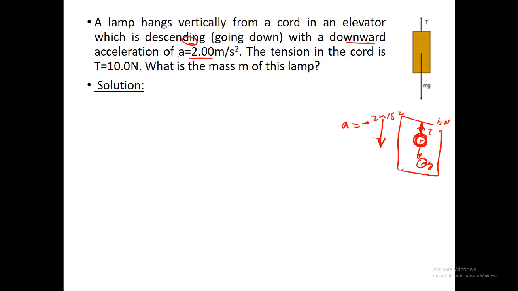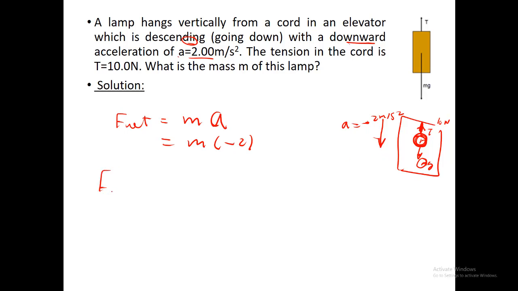How do I get the mass? So simple. I will say that F net equals the mass times the acceleration, right? This is Newton's second law. It should be in this case mass times negative 2. This is the first part. Okay, done. Let's go to the second part.